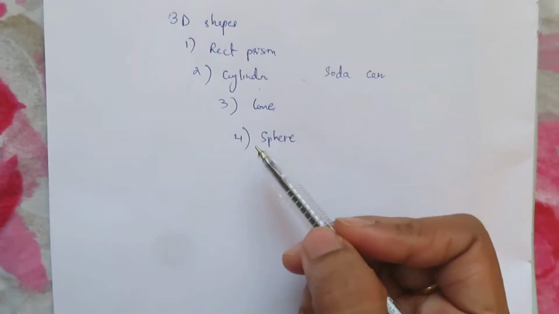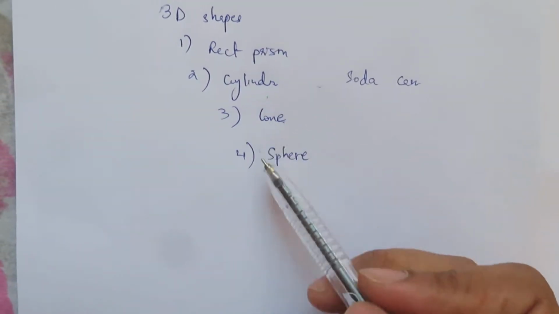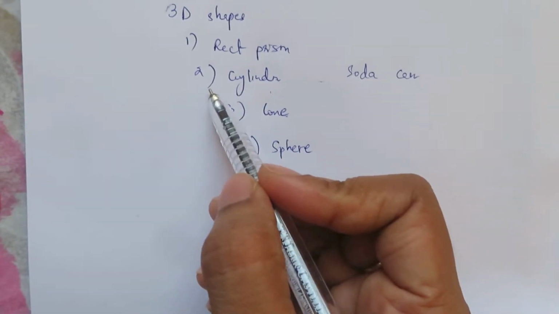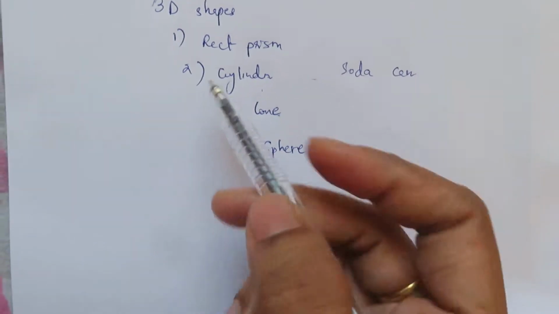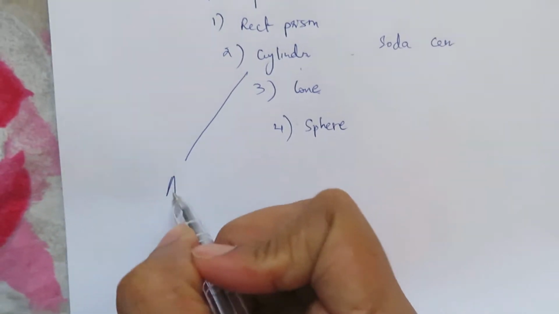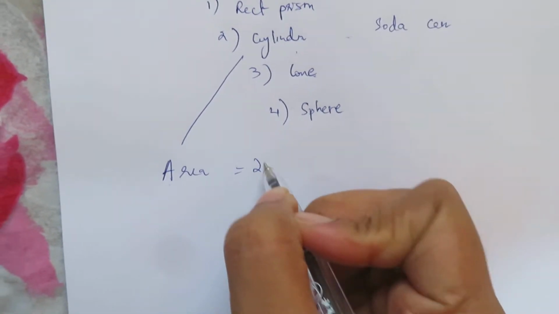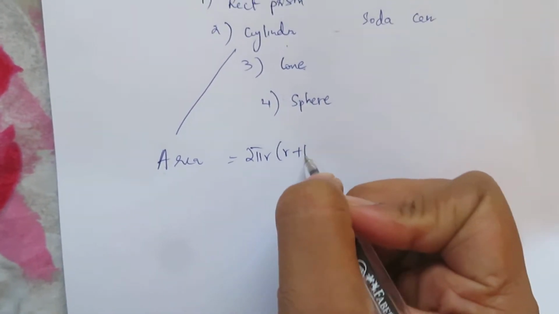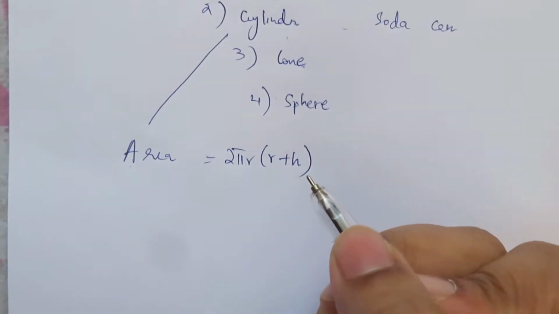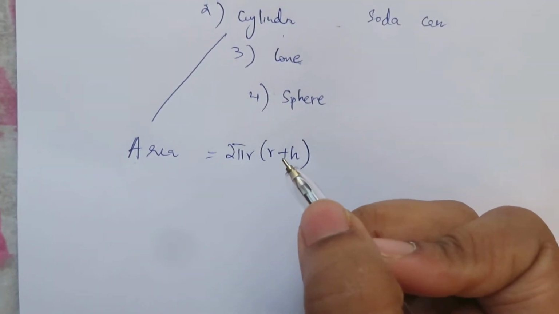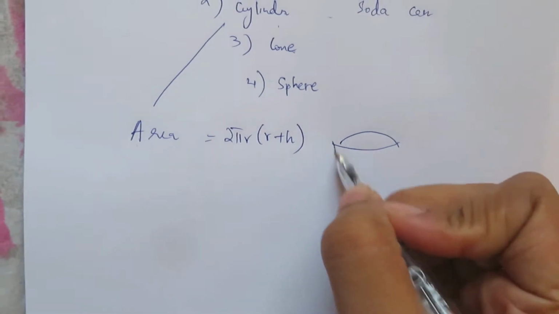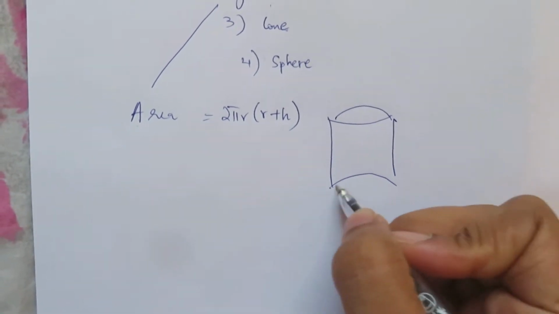Now let's see what are the formulas to find the area of these shapes. Let's concentrate more on what we have for the test today. A cylinder will have an area of 2 pi r into r plus h. This would be the formula for the total area of a cylinder. Now this is how a cylinder looks. You think about a soda can, okay?